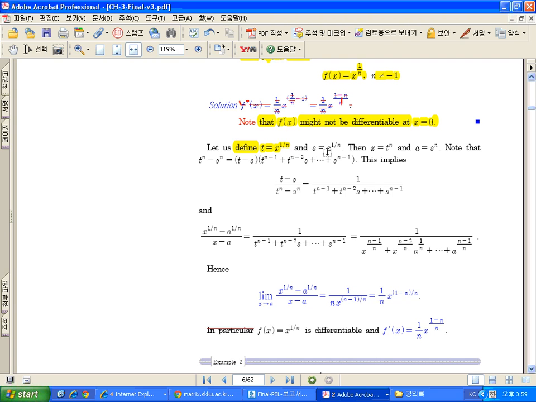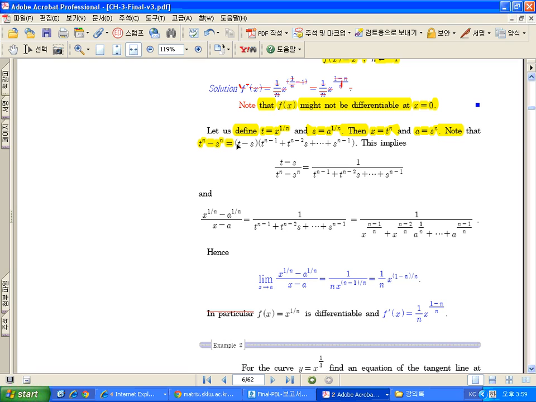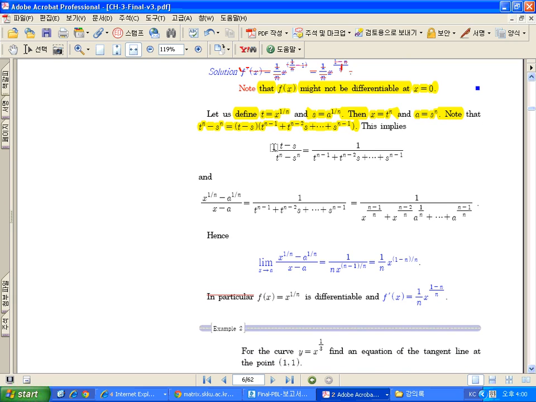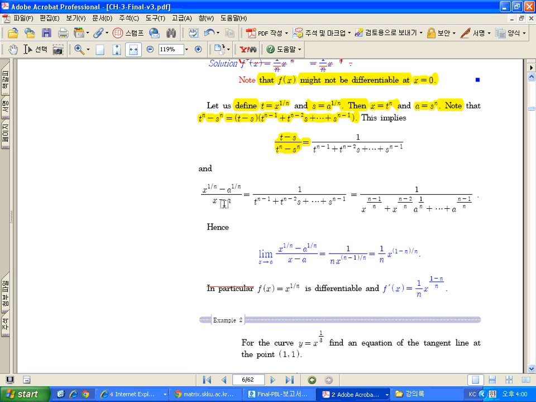Let's define t as the nth root of x. Then let s be the nth root of a. Then x is equal to t to the nth power, and a is s to the nth power. So t to the n minus s to the n can be factored out in this way, which can be written in this way by just dividing both sides by t to the n minus s to the n and moving this to the other side. You have this one. Then this can be written in this way, because t is the nth root of x, s is the nth root of a, t to the n is x, and s to the n is a. Here we replace t with the nth root of x, and s with the nth root of a, which makes this.